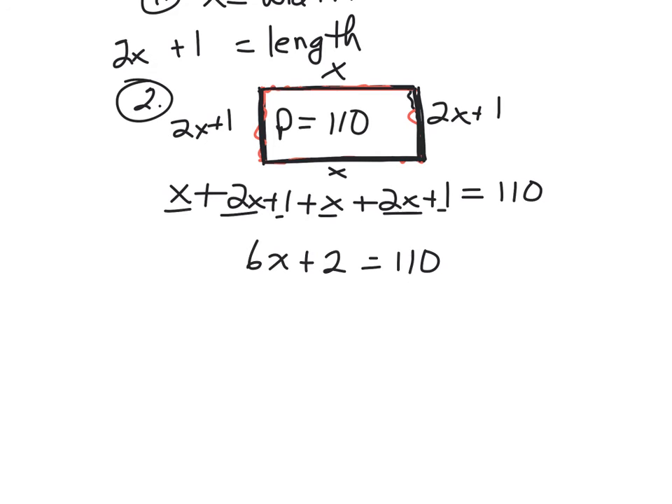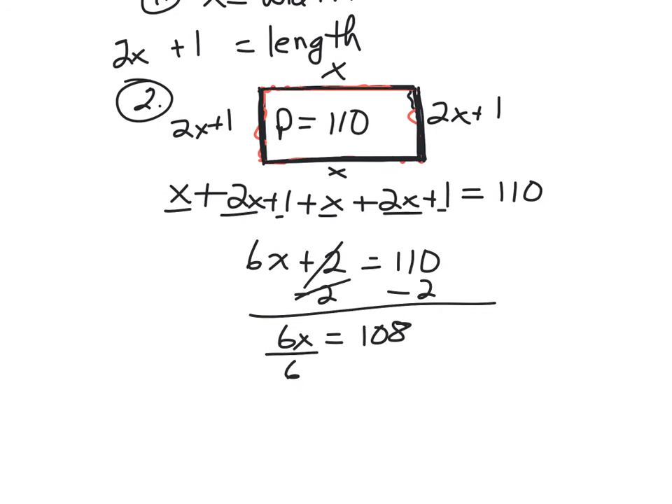We're going to get the x by itself, so I'm going to subtract 2 from both sides. So 6x is equal to 108. And if we divide both sides by 6, if I divide 108 by 6, I'm going to get x equal to 18. And by the way, since we're in Chapter 2 now, you can use your calculator to help you do that division. It's fair game.